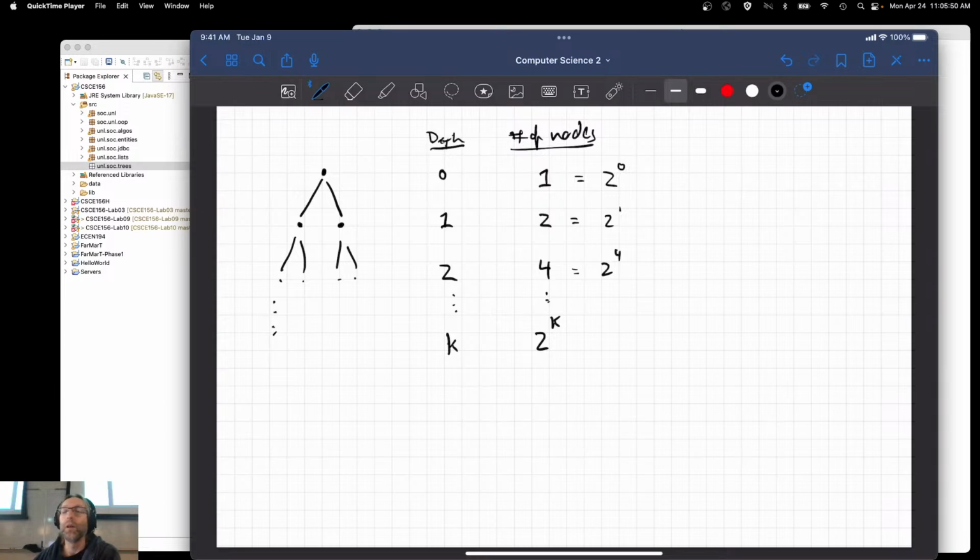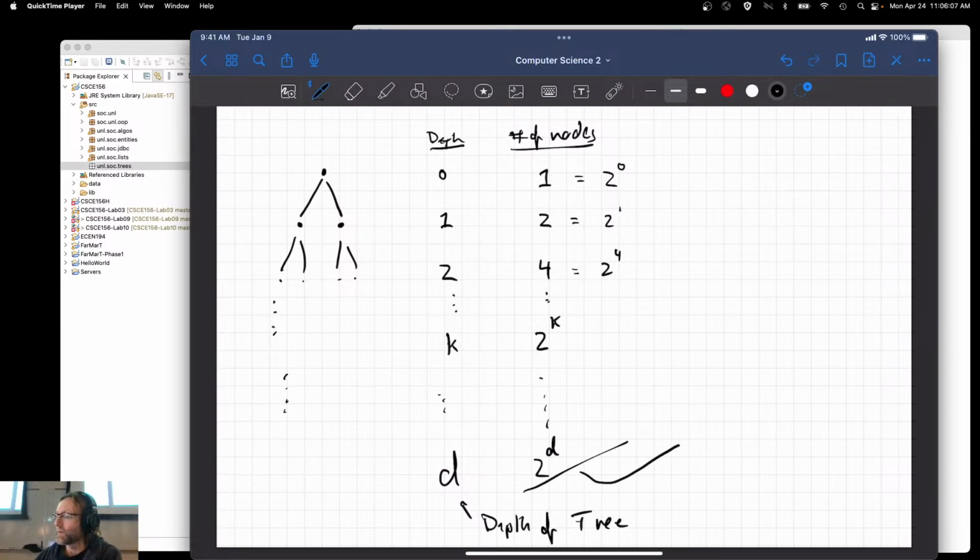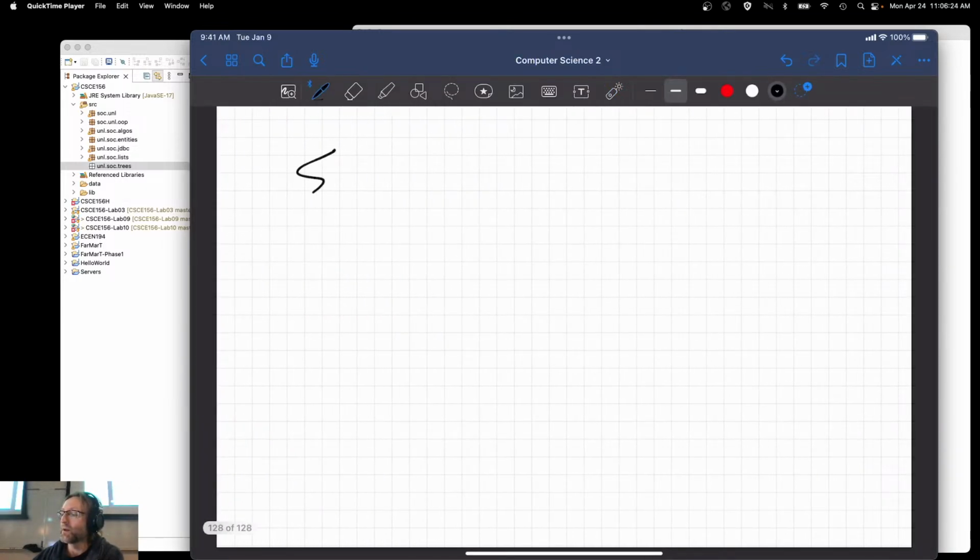Now, if I went all the way down to, say, depth D, this is the depth of the tree, then how many nodes are going to be at that depth? 2 to the D. So my question is, what is the grand total? If I added all of these up, if I said 1 plus 2 plus 4 plus 8 plus all the way up to 2 to the D. That's going to be a summation of K running from 0 up to D of 2 to the K.